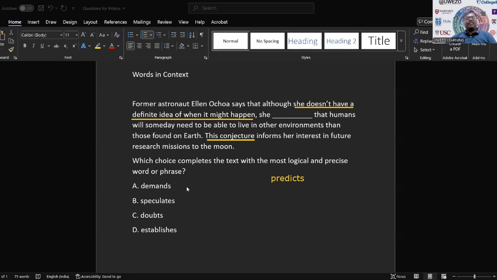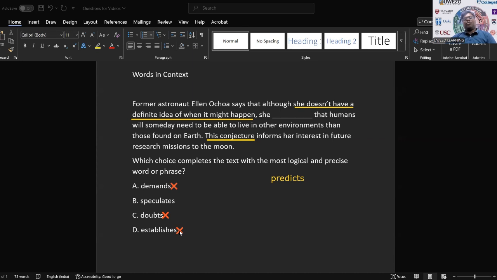So demands doesn't match with predicts, so we can eliminate that. Speculates is very close to predict, so we can keep that. Doubts is a negative word. So here we don't have a negative or positive. We're talking about simply a prediction. So doubts also we can cross out. Establishes is in no way close to predict. So the right answer has to be speculates.